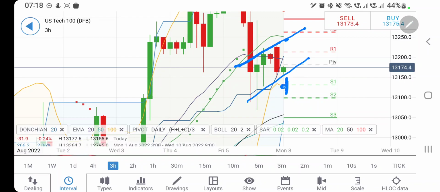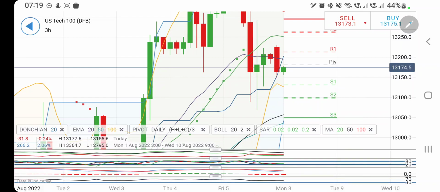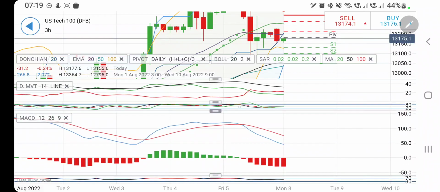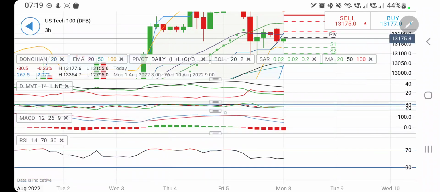Also here at 13150, this is the bottom of the Bollinger Band, and hence it may try to stay above this till the Bollinger Bandwidth widens, and below 13130 there could be a stronger drop on the downside. Directional movement is bearish, and if you look at the stochastic, this is trading flat, and MACD is also bearish here. It is trading with a divergence.